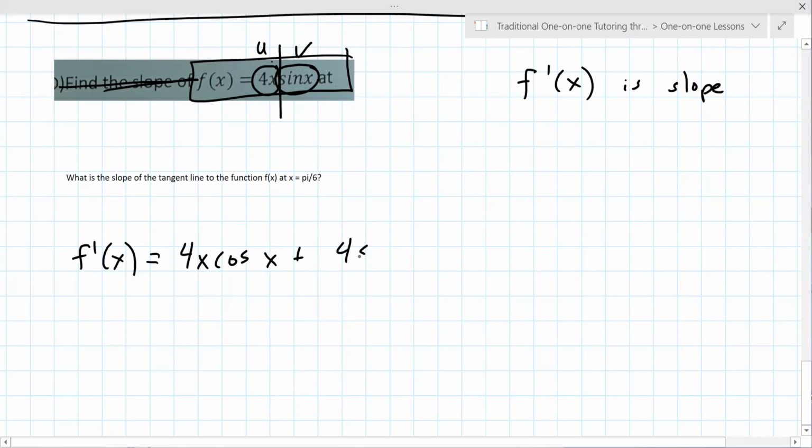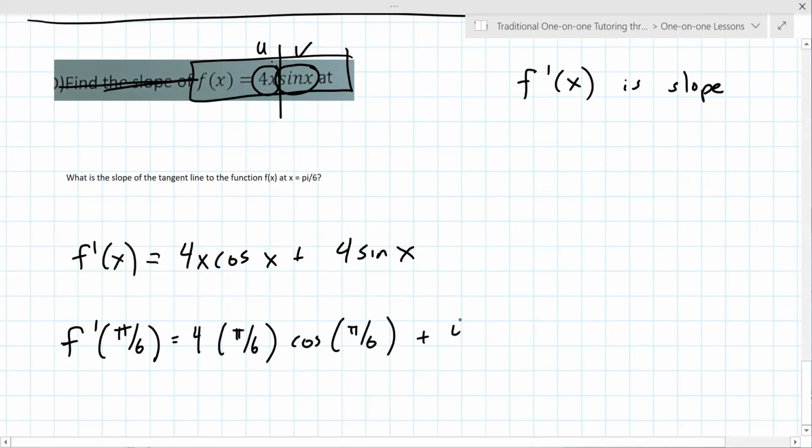Yes. Okay. Now it says at x equals pi over 6. So now you can evaluate the derivative at any point, but we're going to evaluate it at pi over 6. So 4 times pi over 6 cosine pi over 6 plus 4 sine pi over 6. And this is where I ask you, how is your unit circle knowledge? How good?